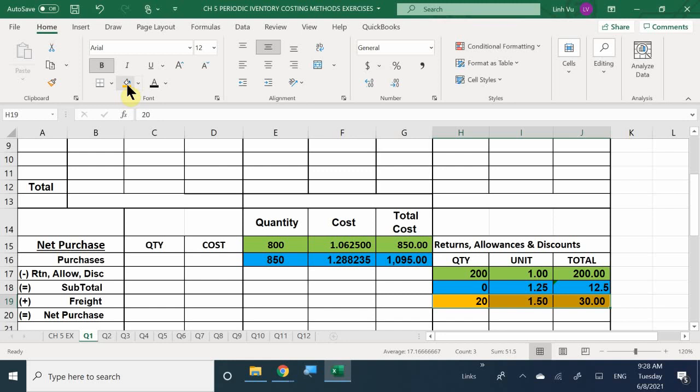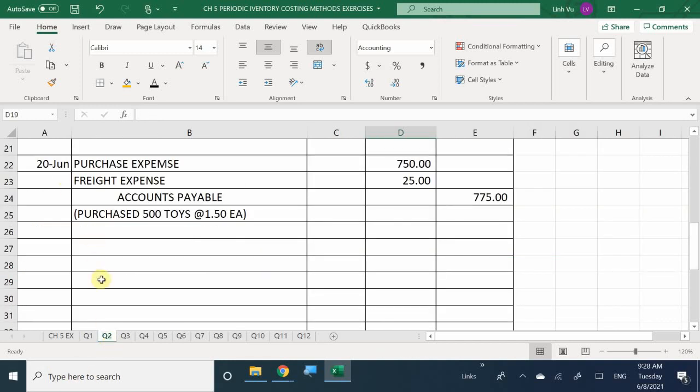Yes, ma'am. Okay. So here I'm just showing in my calculations that I actually returned 20 of those toys because they were defective. They're not good for me to keep. So I'm going to ship them back and I demand a full refund. I'm getting rid of those items at $1.50 for a total of $30, which now let's journalize.